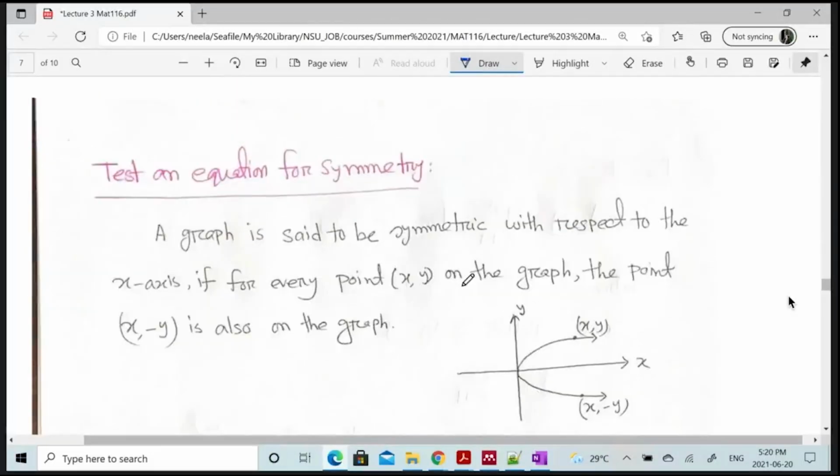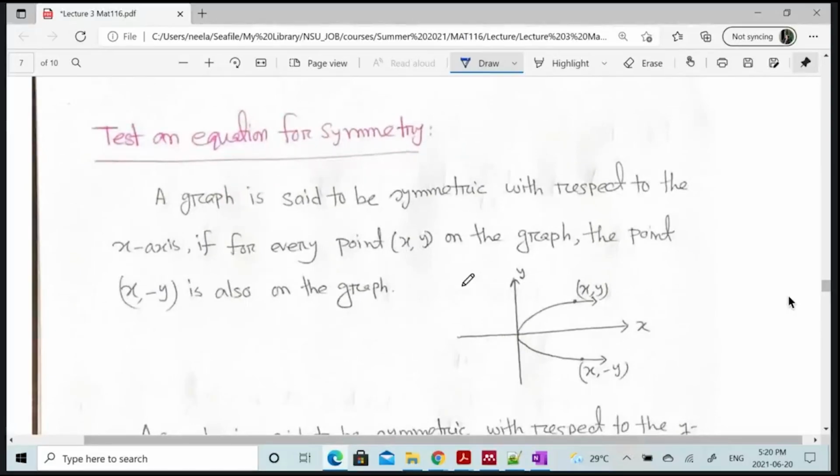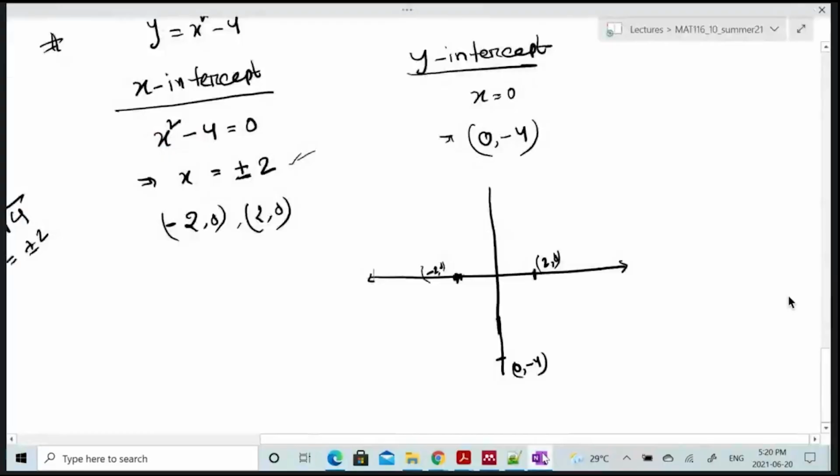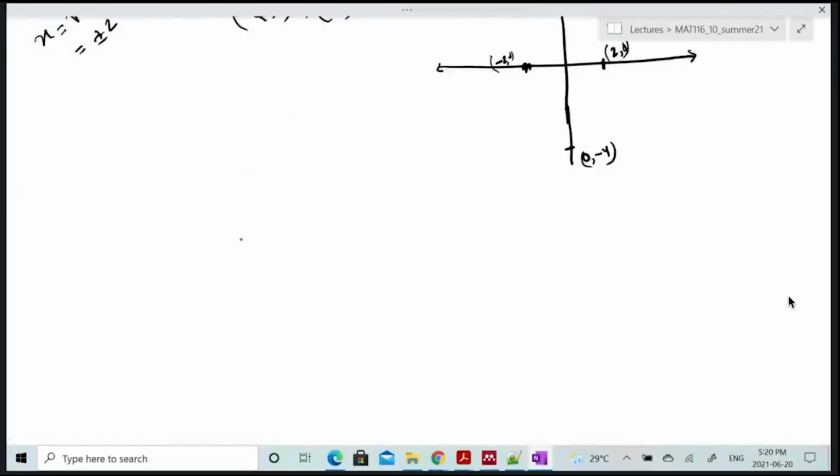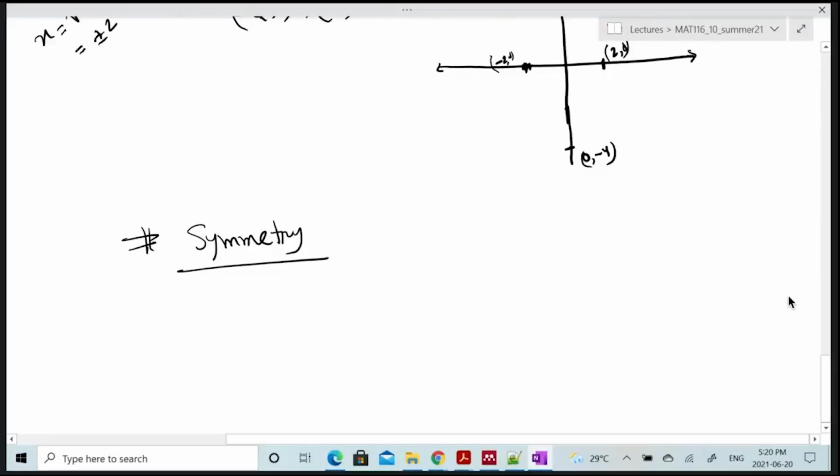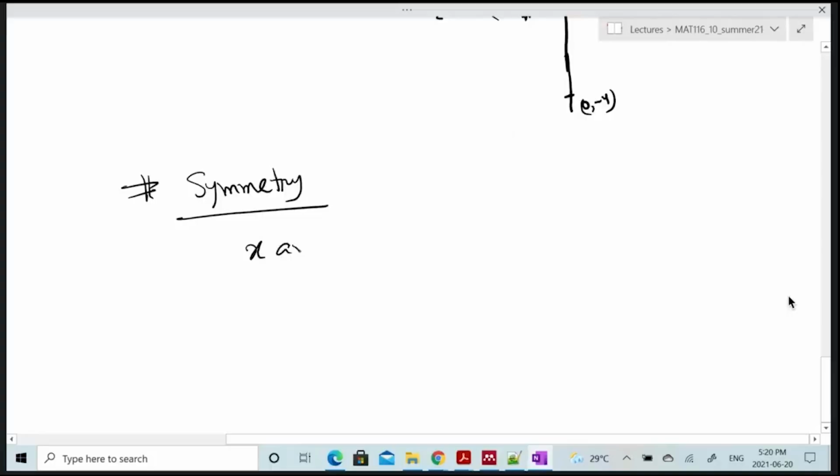Alright, so now we're gonna check what symmetry is. Symmetry could be three things. Let's write it down. It could be x-axis symmetric, it could be y-axis symmetric, and it could be origin symmetry. So we could have three types of symmetry.